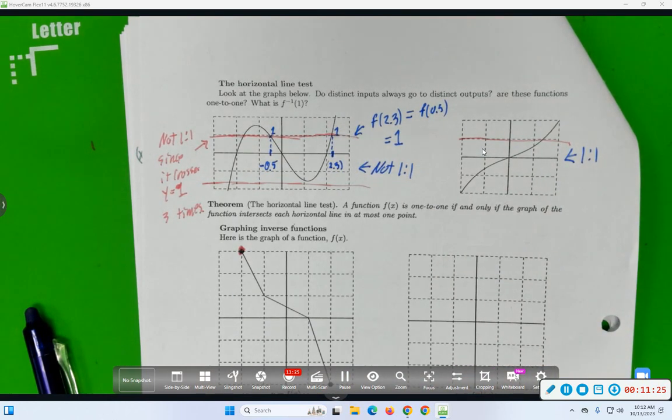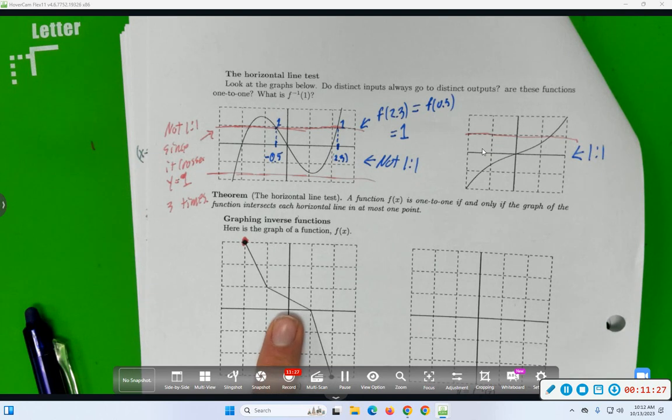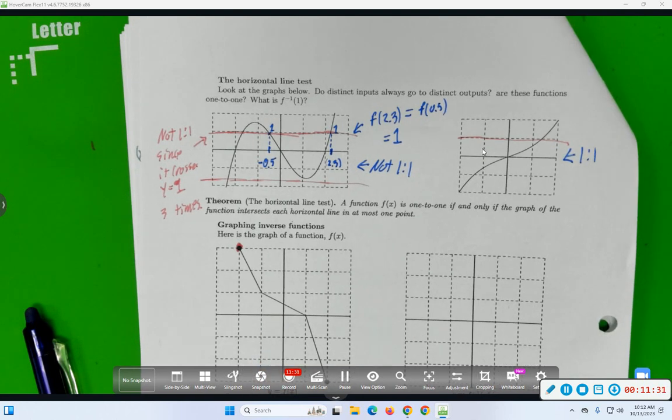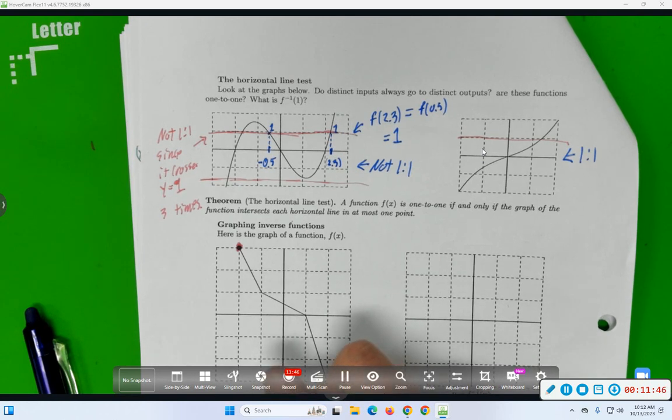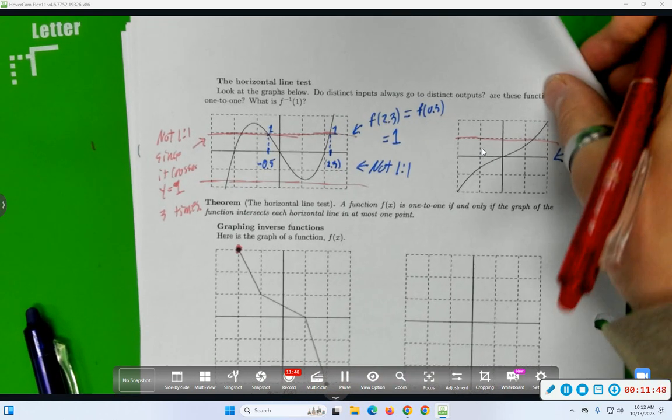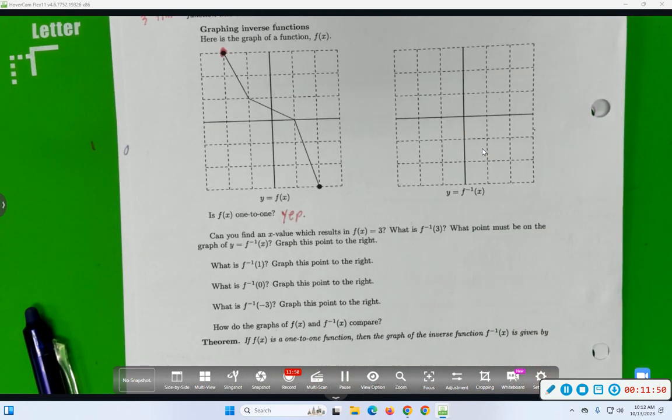So let's play this game. Here's the graph of a function. And let's try to graph its inverse. So first question you should ask. Does an inverse exist? Does that function have an inverse function? Yeah, why? Passes the horizontal line test. Yeah, good. Passes the horizontal line test, so it's one-to-one, so it has an inverse. So is this one-to-one? Sure is.